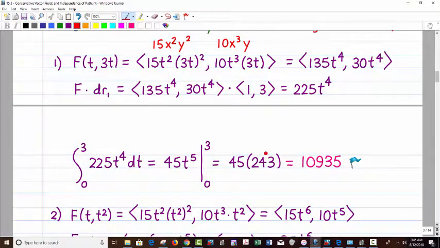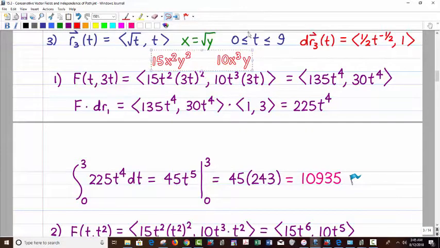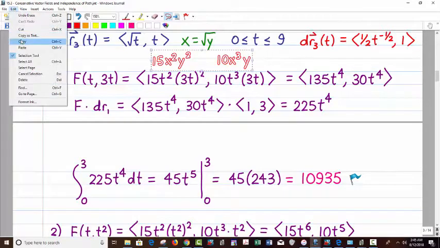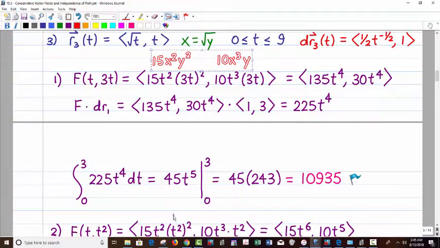Now, path 2. So let me copy these down here again. I think I'll walk through this one and then maybe not worry about the third one. I'll just point at it and show you.